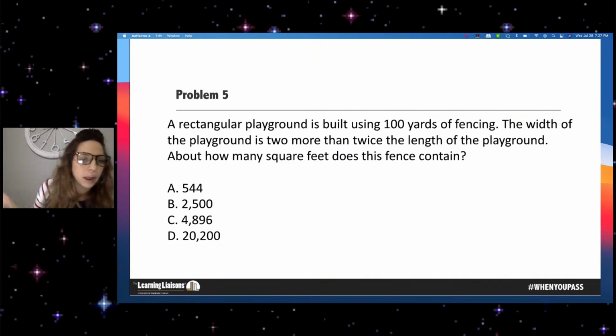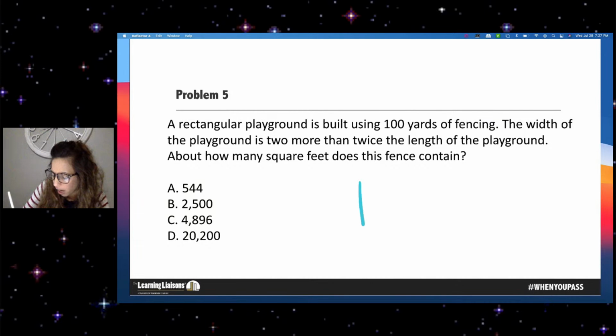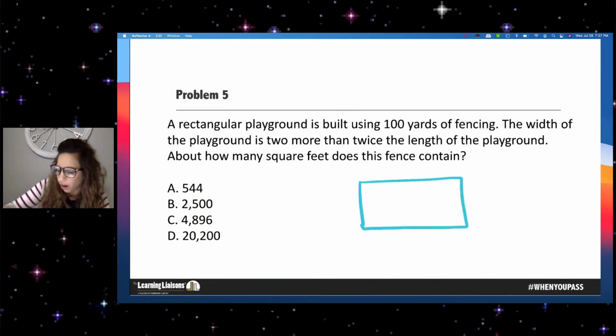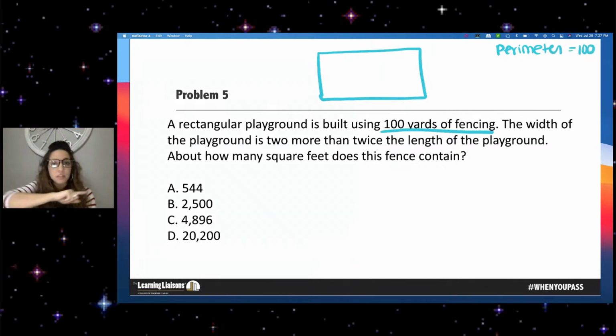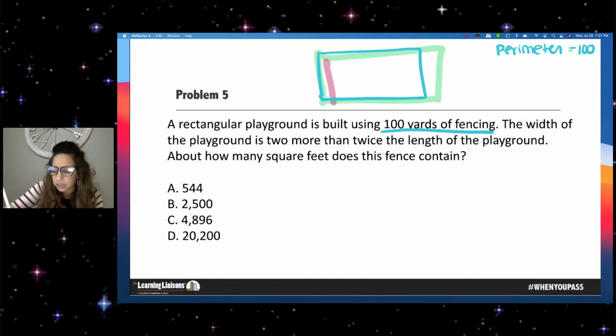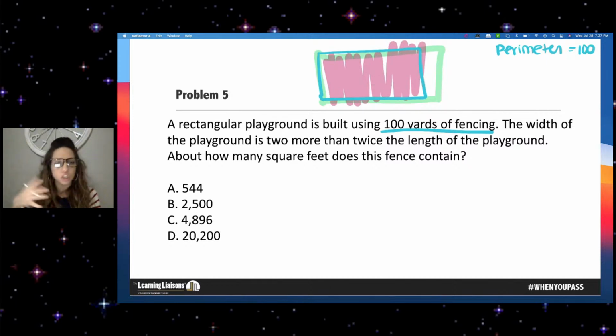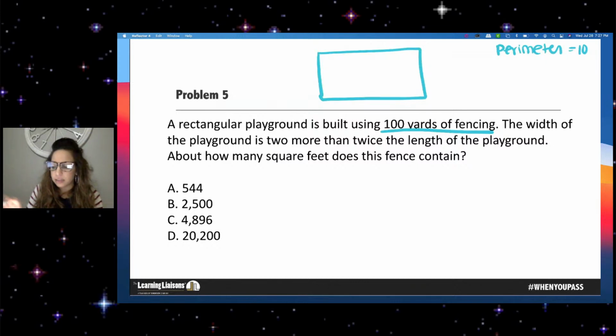So, rectangular playground. I'm going to draw a rectangle. What else do I know about this shape? It has 100 yards of fencing. That means my perimeter is 100, because perimeter tells us how much around the shape we have. Our area is going to tell us how much grass or mulch or whatever can go in the playground. So perimeter is outside, area is inside. So our perimeter is 100.